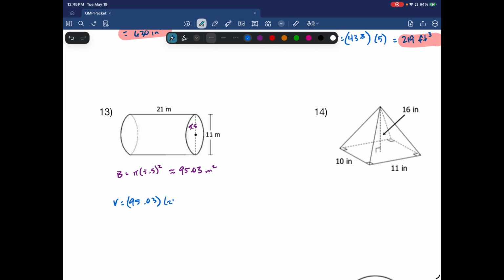And then for my volume, it's simply that area, 95.03, times the depth of the figure, which is 21. And that's going to give me a volume of 1995.7 meters cubed.